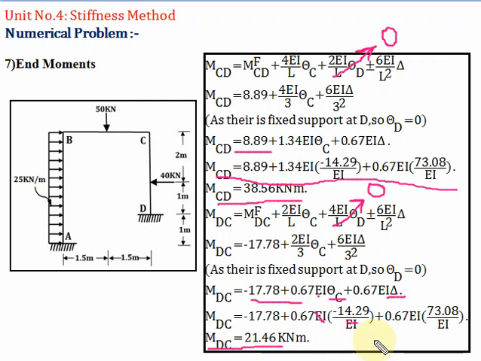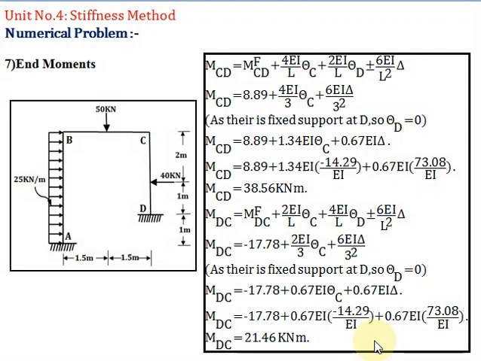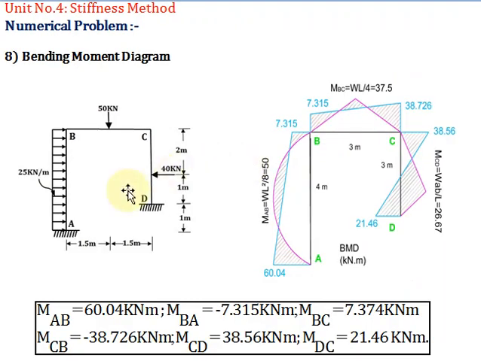Okay. So in this way, by applying the slope deflection equation, we have calculated the moment in different members of frame ABCD. Now as we know the moment in different members, we can draw the bending moment diagram.